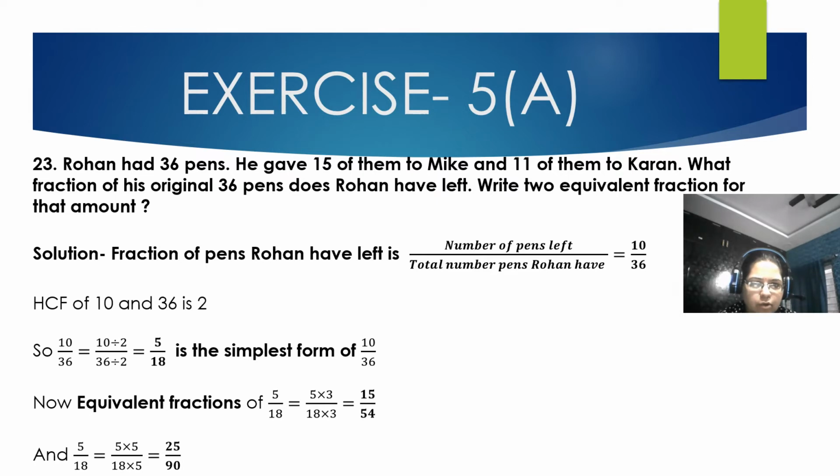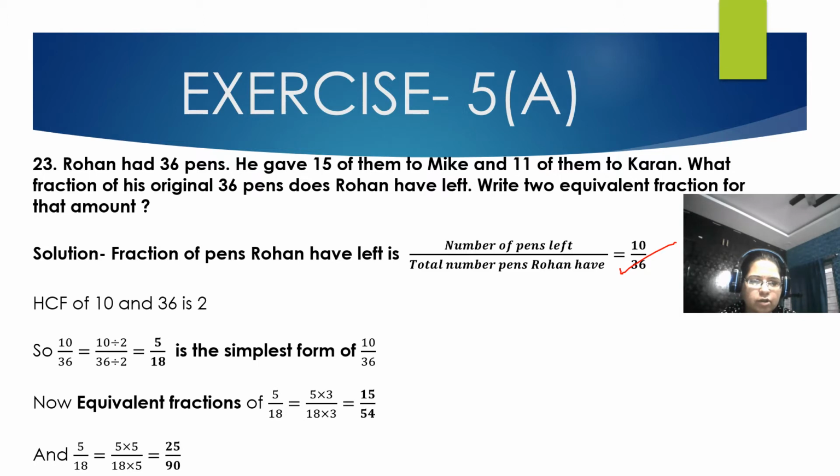Now we have to find two equivalent fractions of the fraction 10 divided by 36. The fraction of pens Rohan has left is the number of pens left divided by the total number of pens Rohan has, that is 10 divided by 36. This is the fraction of pens Rohan has left. Now we have to find the equivalent fractions of this fraction 10 divided by 36.